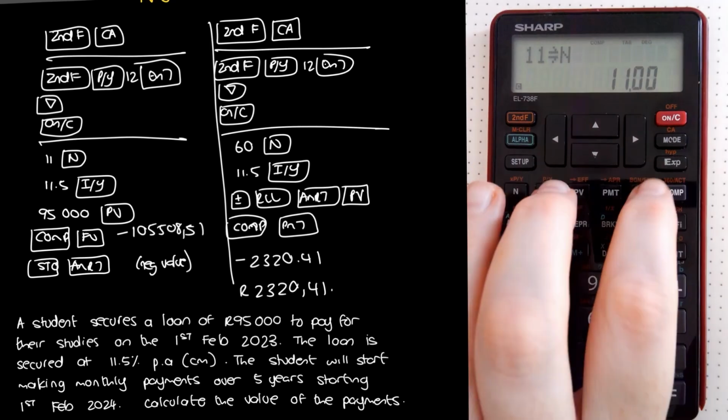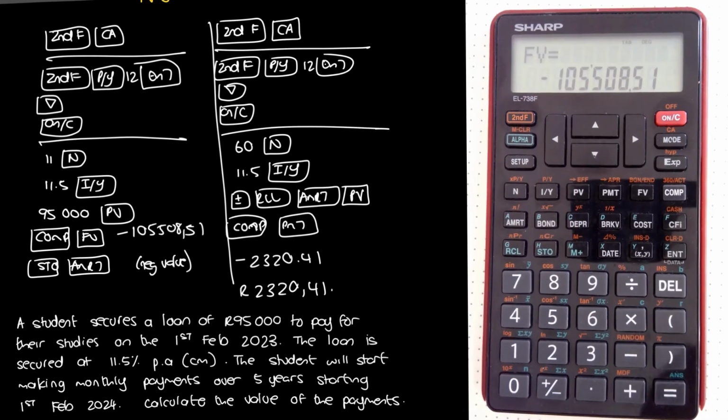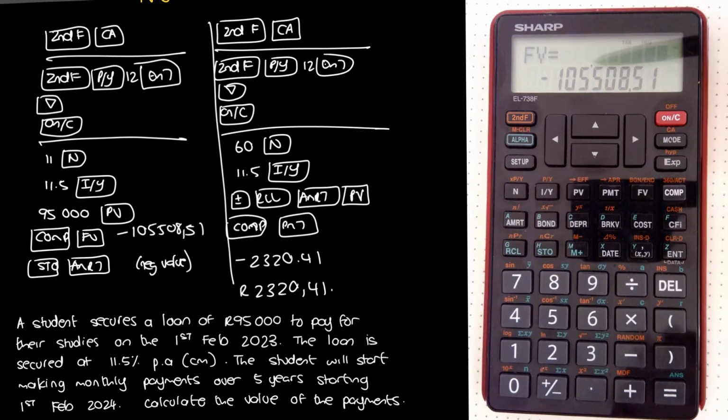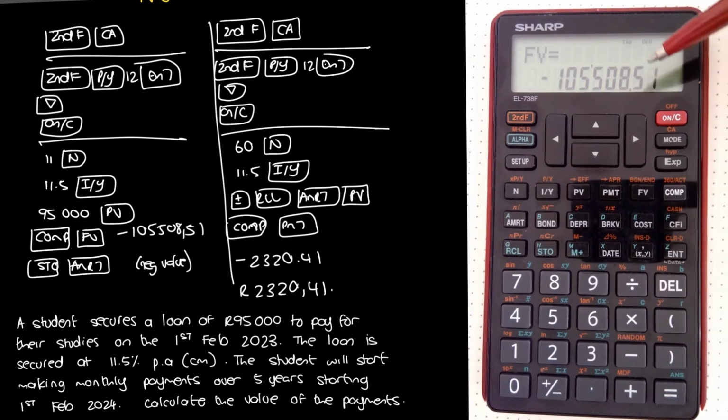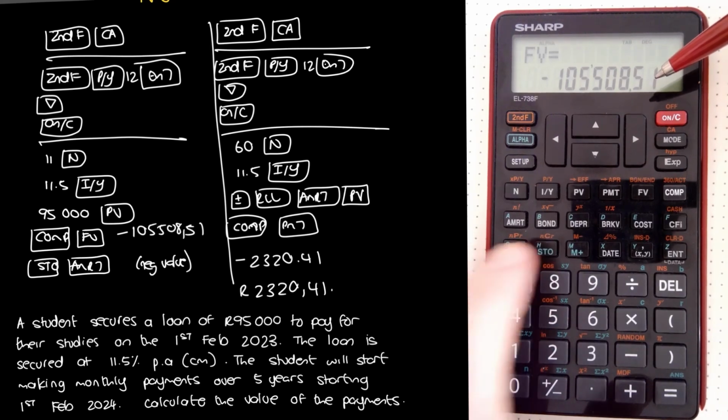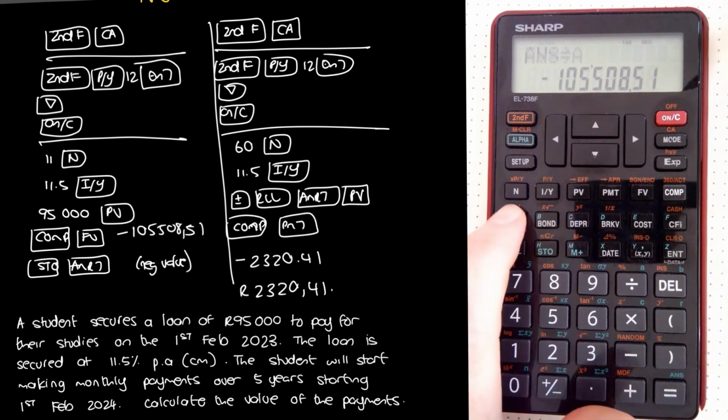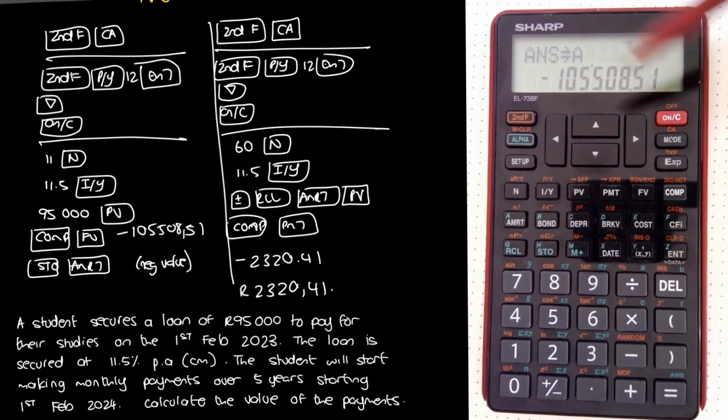And then we're just going to compute the future value. And we get the future value as minus 105,508.51. And it's negative because it's the amount of money that we owe. So the thing we're going to do now is store this on our calculator. So we're just going to say STO, and I'm going to choose variable A. So it's stored in my variable A, so I can use it for part two.